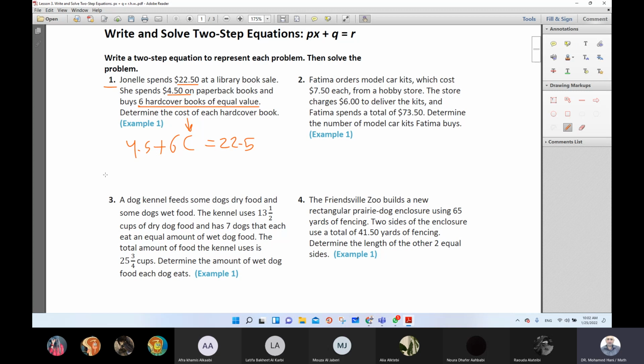Okay, who can tell me what is the cost here? What is the value of C? No one? No one wants to work? Are they all sleepy today?